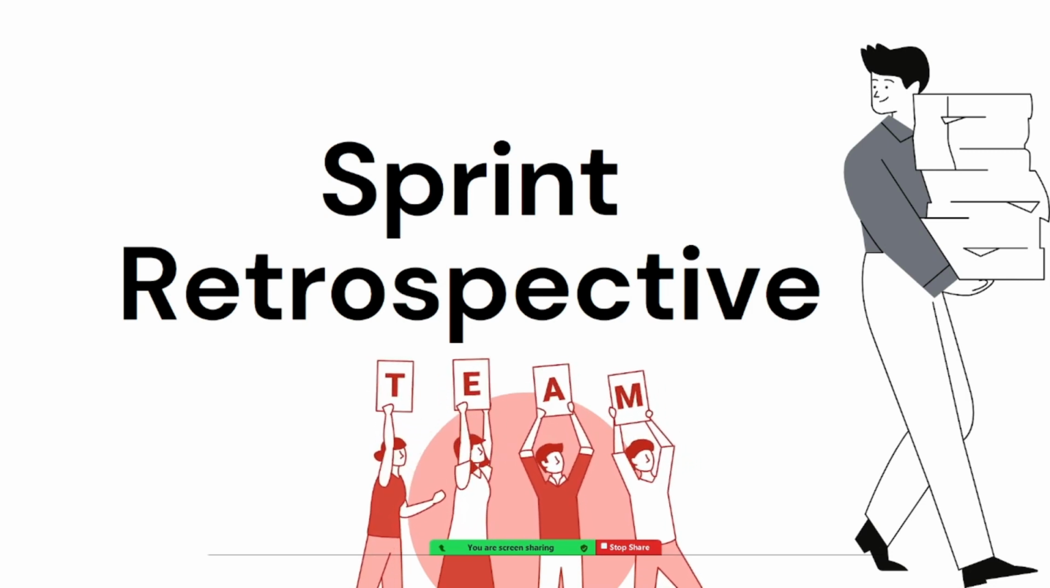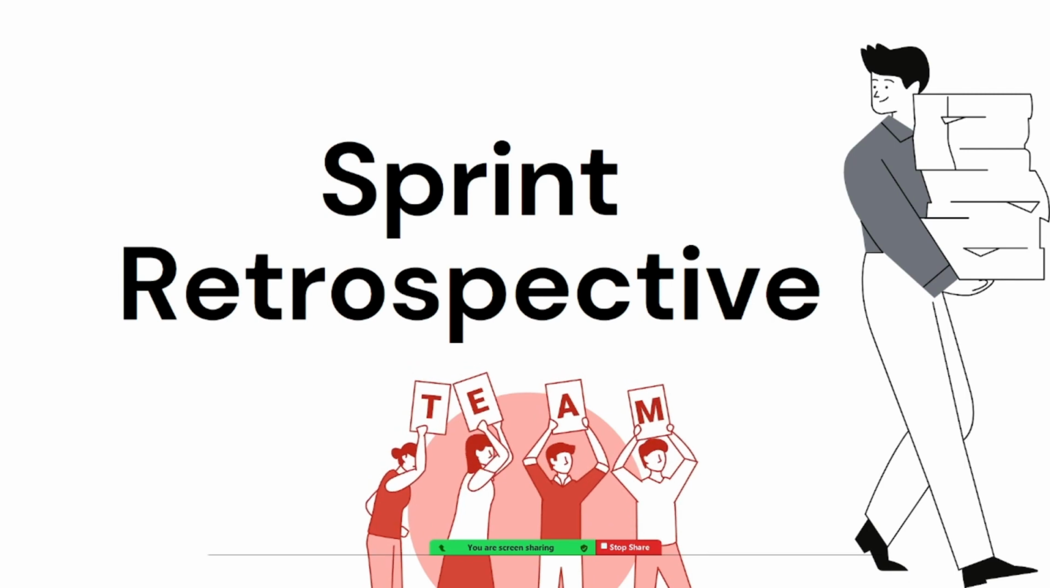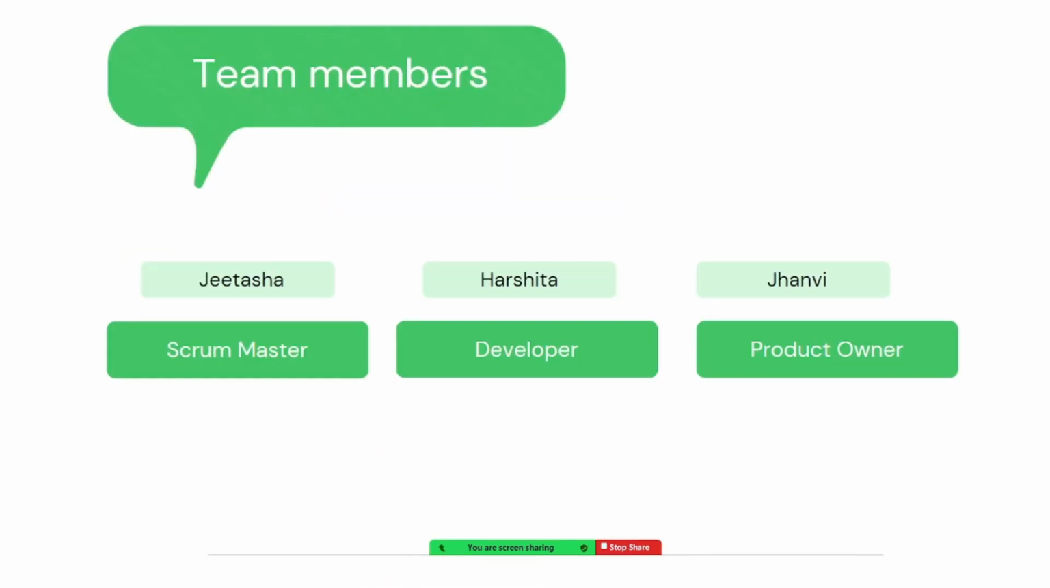Hello everyone, this is the Team Tech Nerds and this is a presentation for Sprint 1 retrospective. Now let's look at the team members. The first team member is me, Jitasha. I played the role of Scrum Master in the team. Then we have Harshita, who played the role of developer, and Jahanvi, who played the role of product owner.